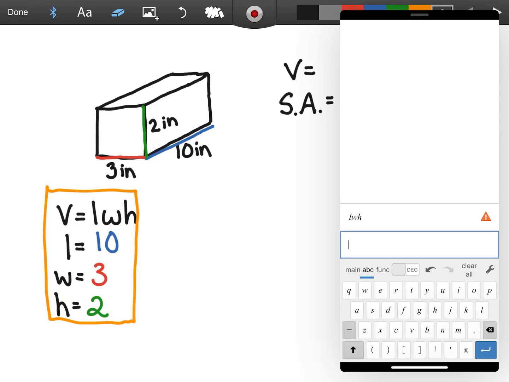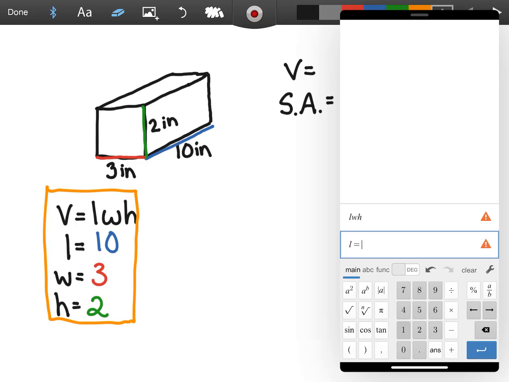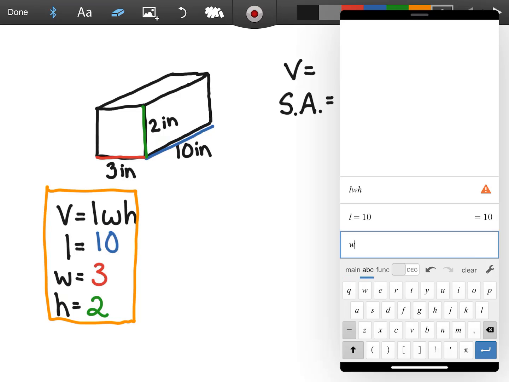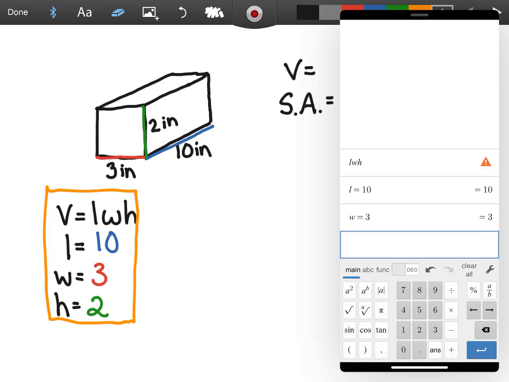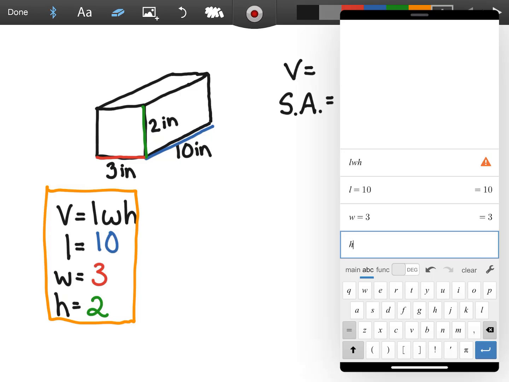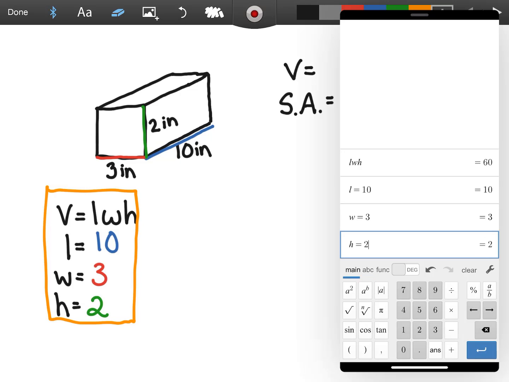Then we need to, because we have this orange triangle, that is an error because Desmos does not know what those variables are equal to. So we need to tell it. L is equal to 10. Enter. Make sure you enter after every variable. W is equal to 3. Enter. And H is equal to 2.